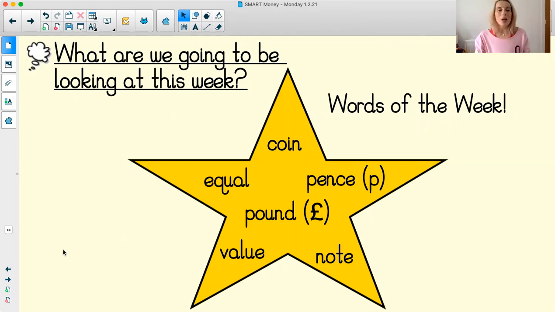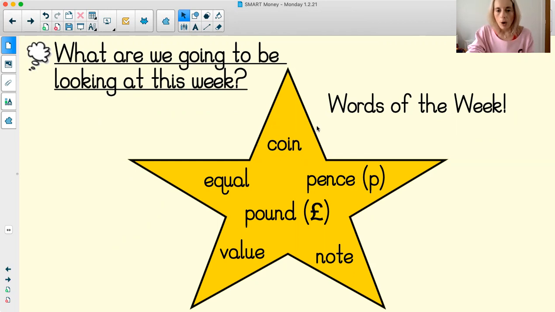Brilliant. Right, on to our words of the week now. I'm not going to tell you what we're going to be doing this week. I'm going to see if you can chat to the person next to you whilst we're going through these. See if you can guess what our subject, our topic might be for maths this week. Let's have a look at some of these words.